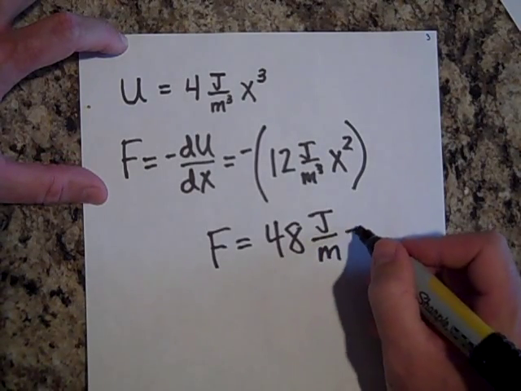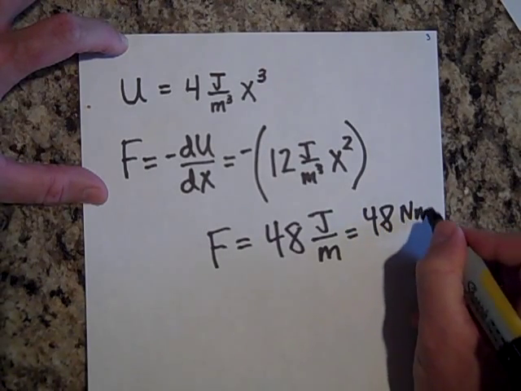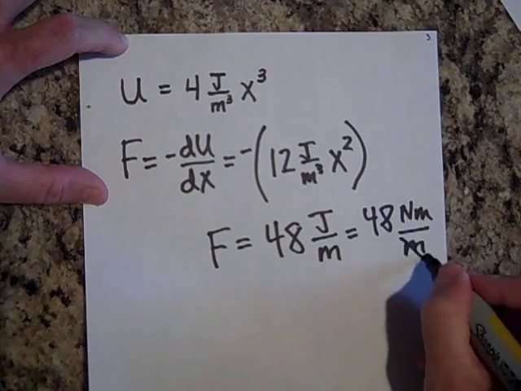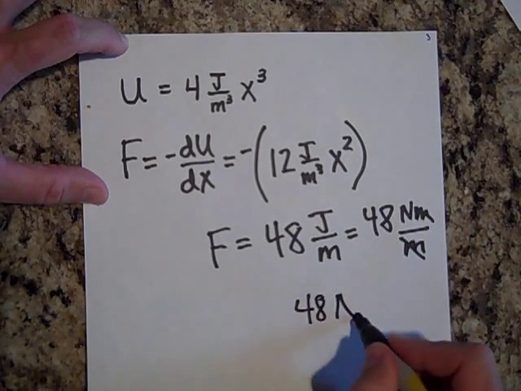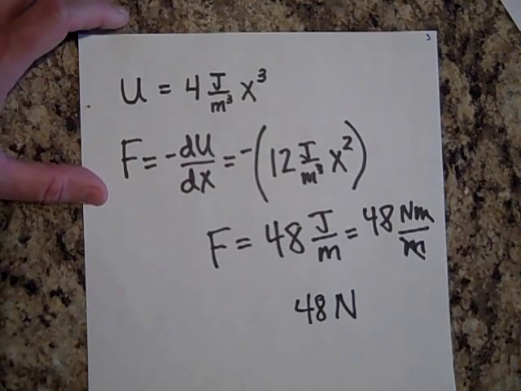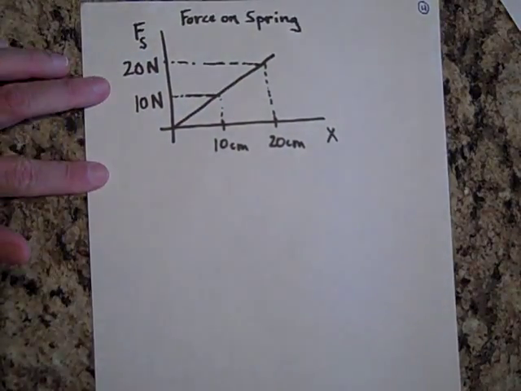But a joule is a newton meter. So that's 48 newton meters over meters. So the meters cancel, and so that's 48 newtons. See how that works? Okay, I have time for one more. Try and get all this in 2 reviews.